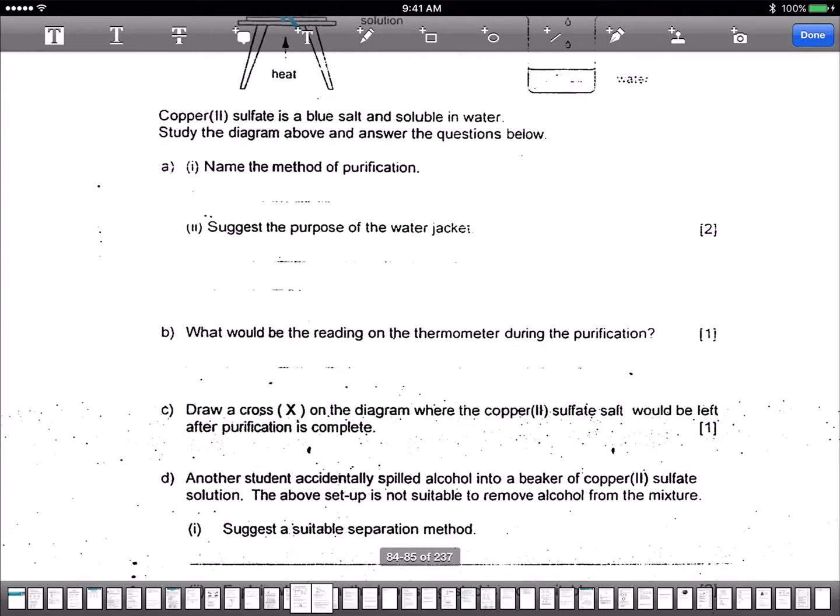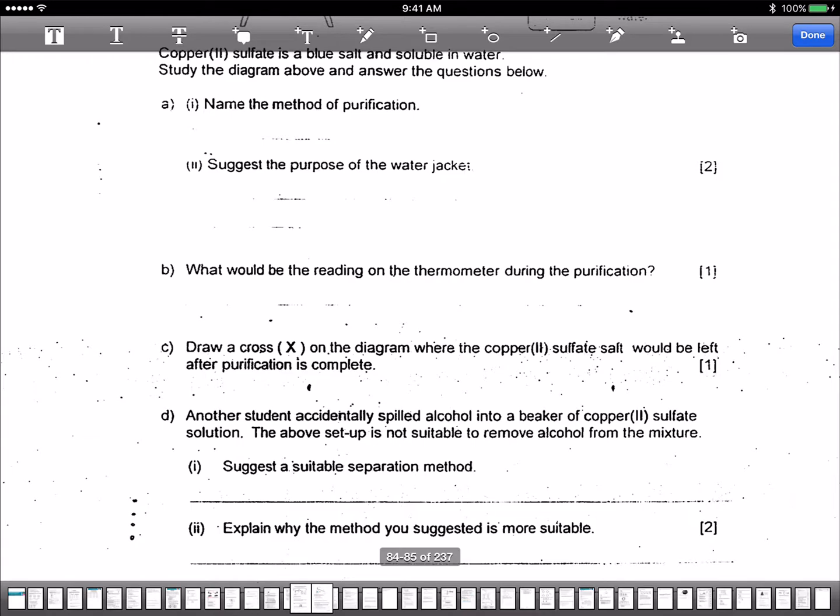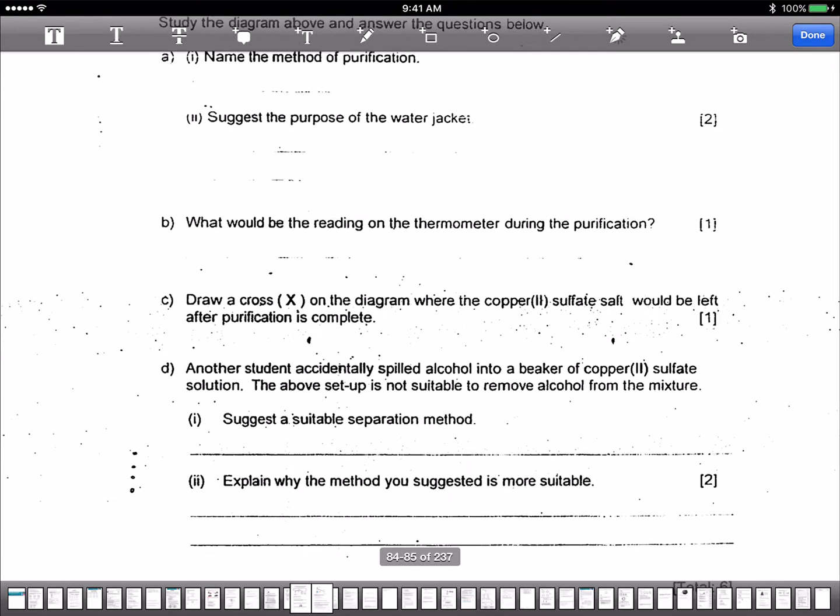Next. Another student accidentally spilled alcohol. The above method is not suitable to remove it. Suggest a suitable separation method. So if you have alcohol inside, how? What's another separation method? Filtration.